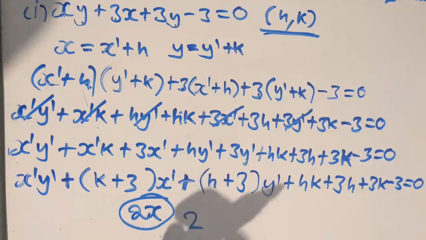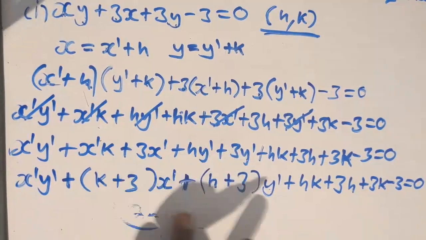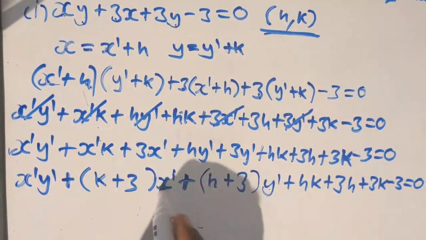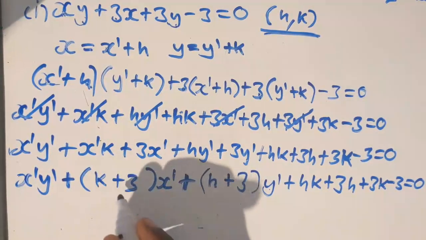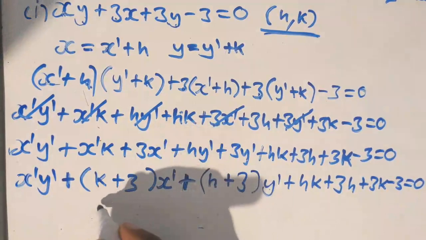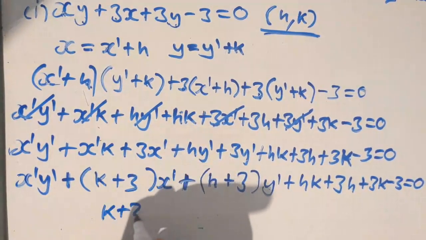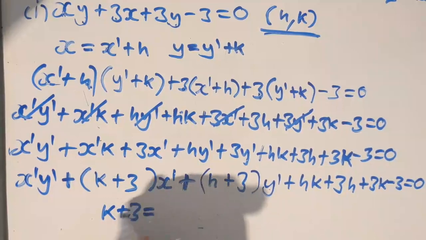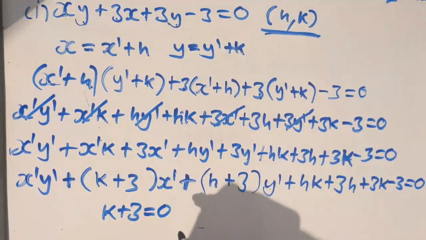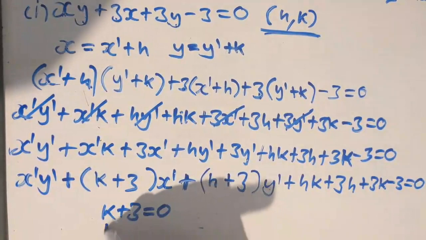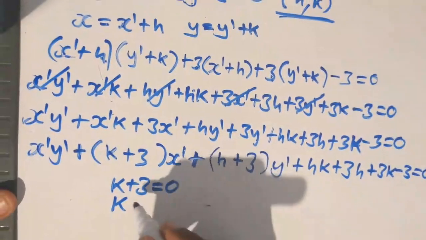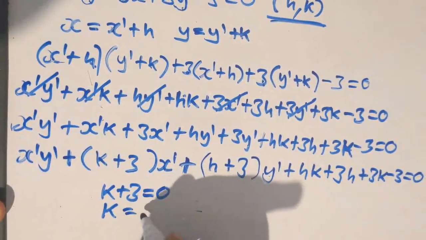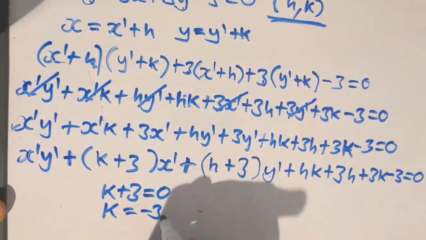Okay, so this is what you're going to be doing. The coefficient of x prime is k plus 3. So this is what you're going to do to find the value of k. If you want to find k, you equate it to 0. So k is equal to negative 3 when this 3 comes inside.